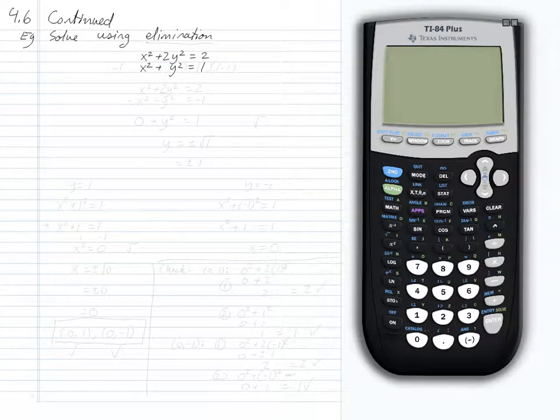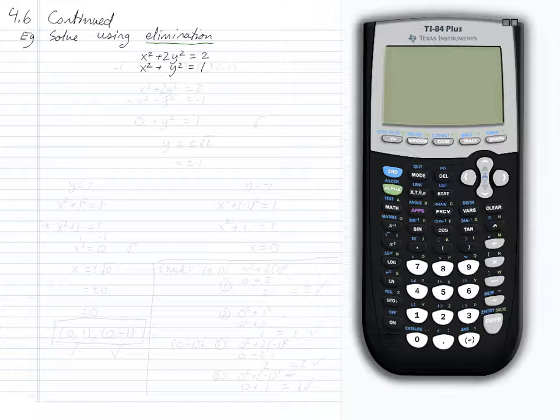Here we see another system of nonlinear equations. This time we're going to solve using the elimination approach. Now elimination, while handy and somewhat nicer looking in some folks' opinions, is only really appropriate when your equations share the same form. So here we have an x squared, a y squared, and in the second equation we also have an x squared and a y squared and nothing else.